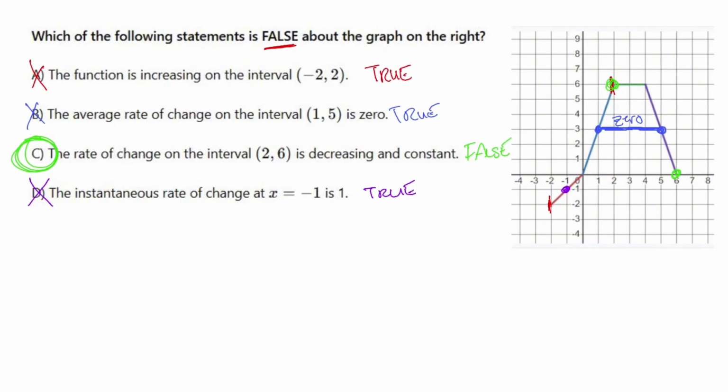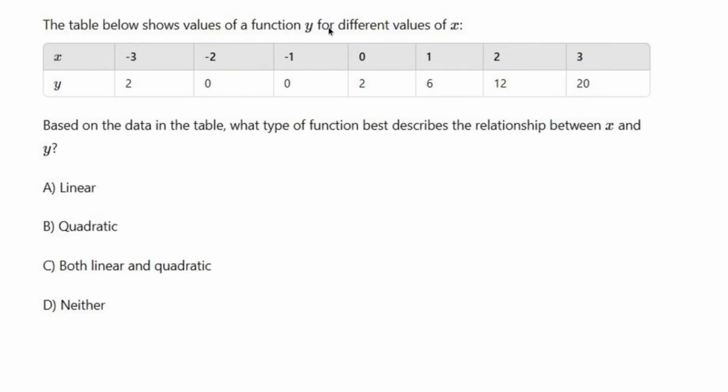Fun stuff. The table below shows values of a function y for different values of x. So x goes up by 1 every time, y is all over the place. Based on the data in the table, what type of function best describes the relationship between x and y? Well, what we have here in x is this goes up by the same number. So we're talking about equal length input values, right? So since you go up by 1, I need to test what these guys do. If it's linear, then these guys are going to go up by the same number every single time. So let's see if these guys go up by the same number every time.